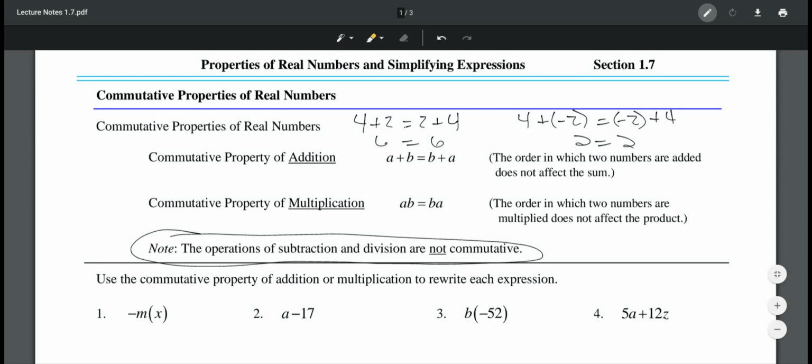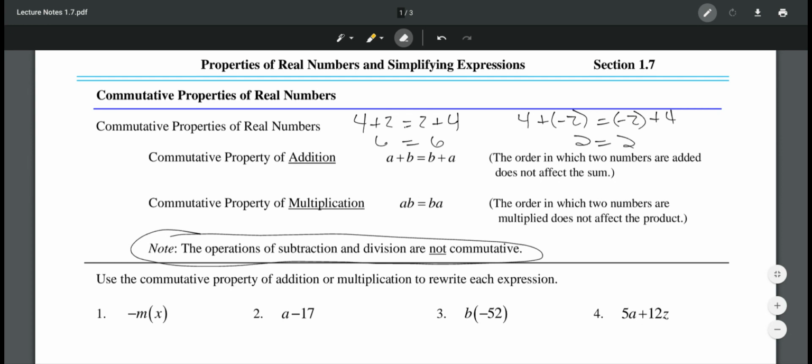So it applies with negatives, but what does not work, and I'm going to show you subtraction since addition and subtraction are pretty similar, is 4 minus 2, which definitely does not equal 2 minus 4. The left side is positive 2 when the right side is negative 2. So the commutative property does not work for subtraction, and that is why.